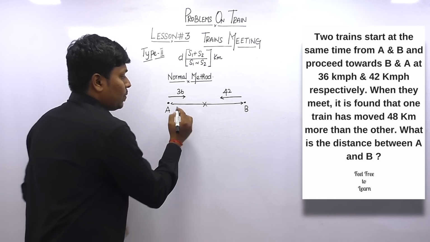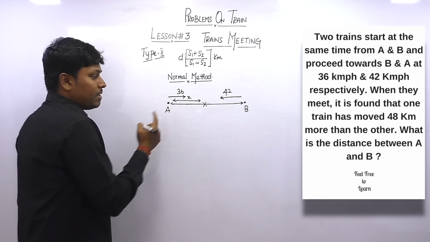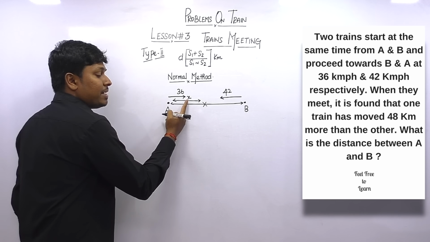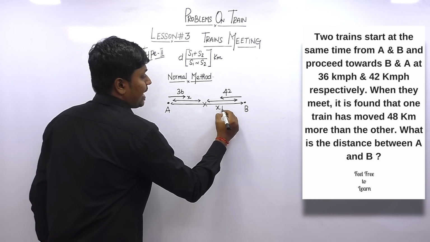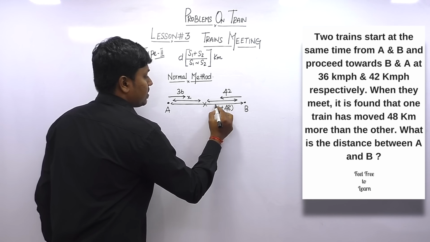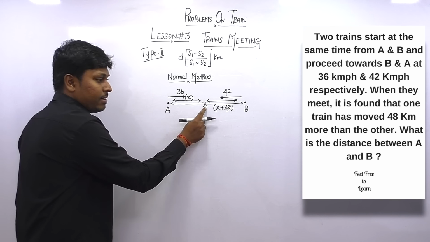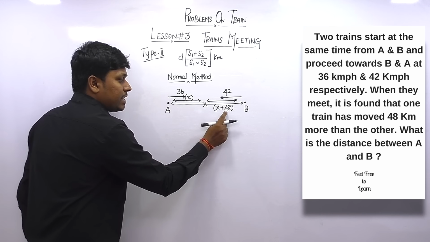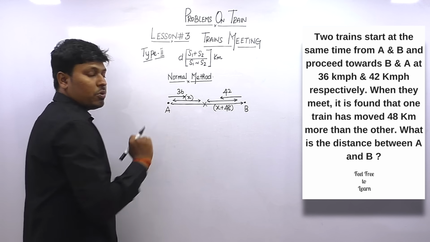Got it? So let me do one thing, we can assume this as x, right? We don't know at what point the trains meet. So let me assume the distance covered by train 1 as x, and the distance covered by train 2 will be x plus 48. Friends, got the logic? When both the trains are meeting, one train covers 48 km more than the other. So one train covers 48 km more than the other.